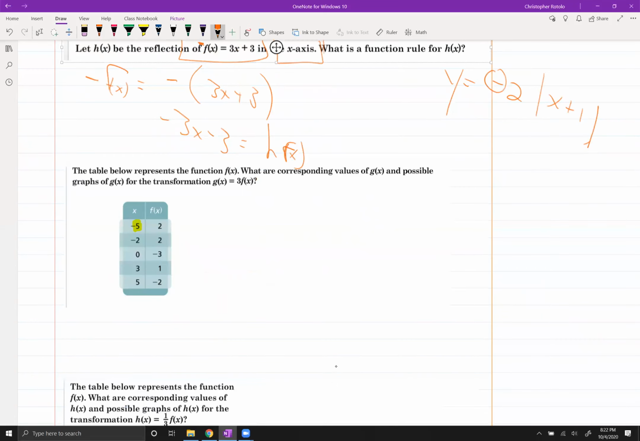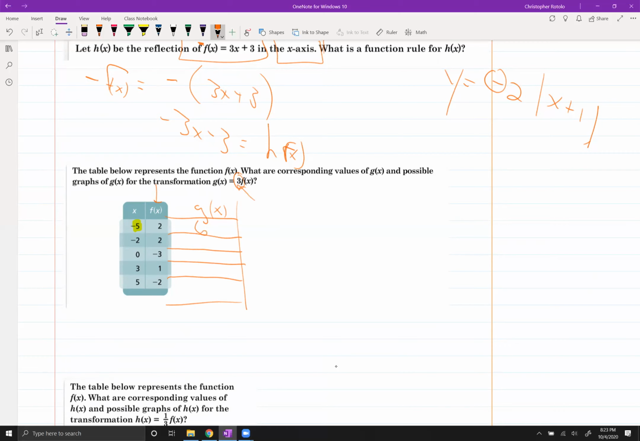All right, so the table below. Here, we're not going to give you the graph this time. What are the corresponding values of g of x and possible graphs of g of x for the transformation? We're going to take f of x. What are they telling us to do with it to make g of x? So we're going to make one more column here for the results for g of x. How do we get g of x? I multiply f of x by 3.